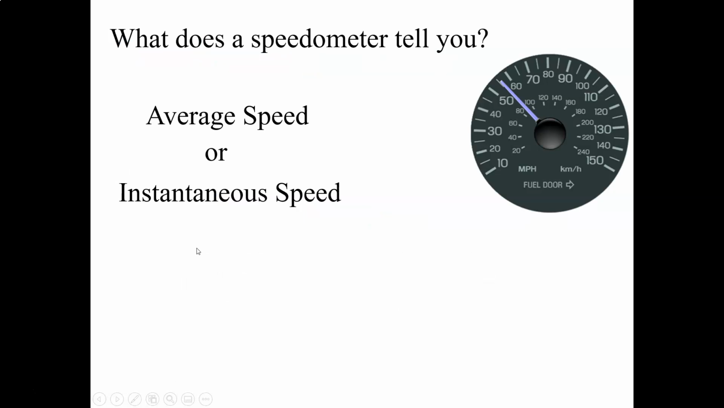So which does your speedometer tell you? If you're driving along and your speedometer reads a value, would that be your instantaneous speed or your average speed? Well, your speedometer tells you how fast you're going at a very specific moment in time, and it's constantly changing as you speed up and slow down. So your speedometer reads your instantaneous velocity.